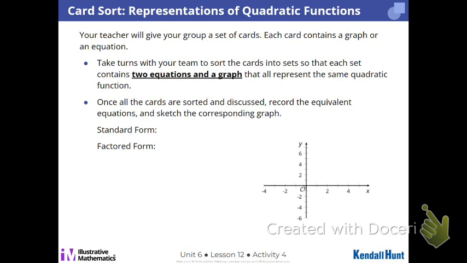You're going to have 4 groups. You just go sort it out. On the back of your notes, you will see a place to write what your functions are and do a sketch of the graph. Let's go.